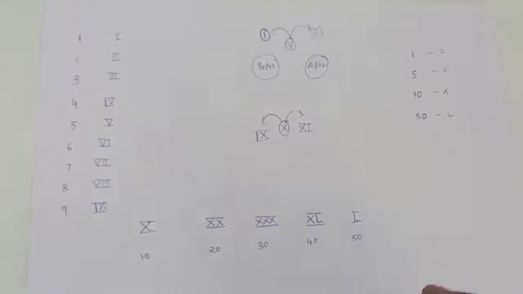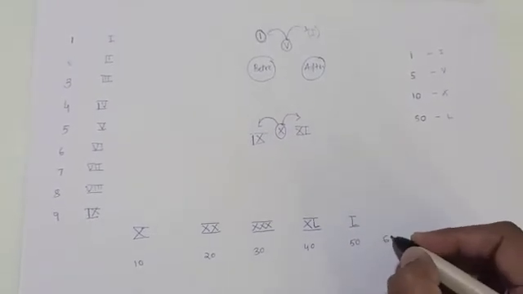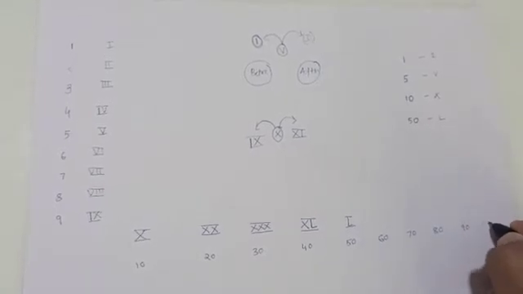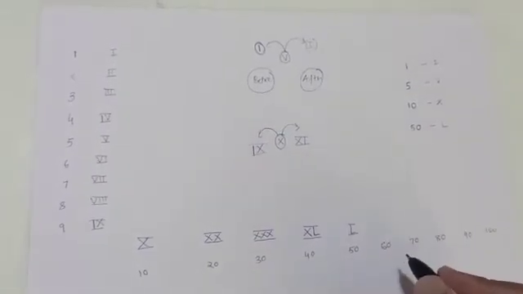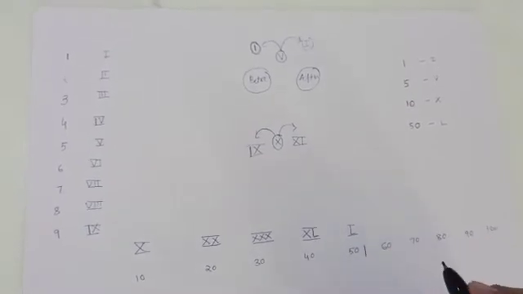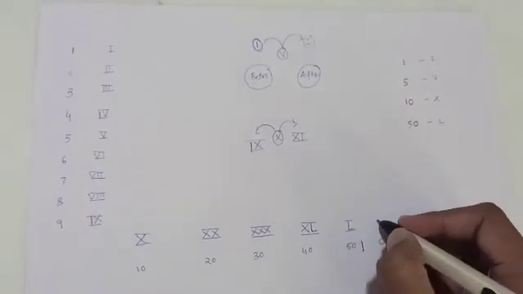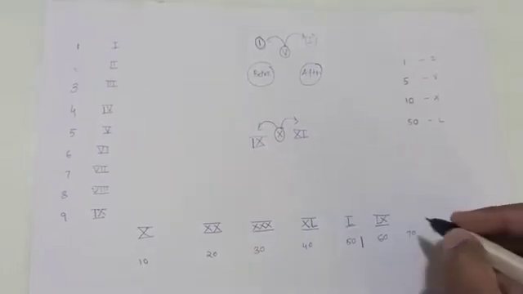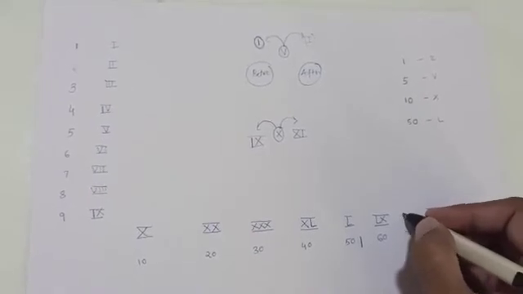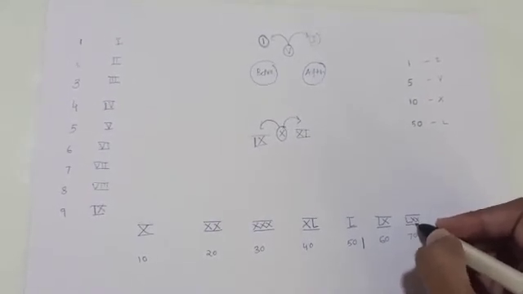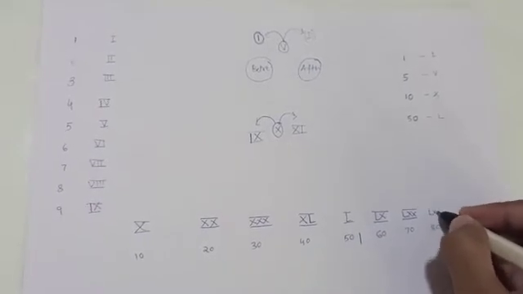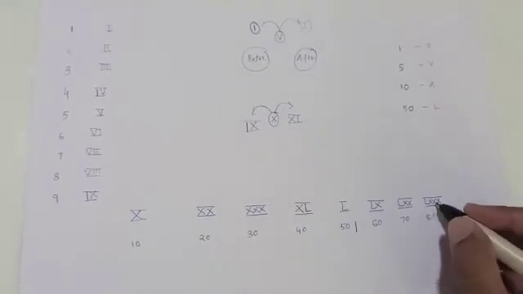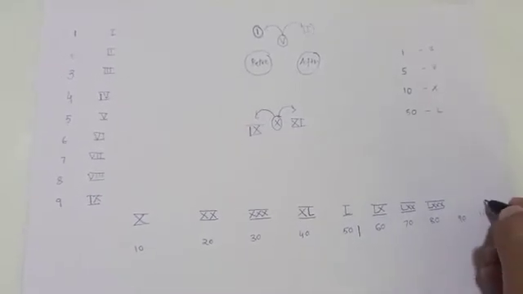Okay, students. So again we can write it down here 60, 70, 80, 90 and 100. So that again you can write it down, but we have to learn up to 50. For your knowledge, we can write L plus 10, X, is LX. L plus double X is 50 plus 20, 70. L plus triple X is 80, 50 plus 30. For 90 we cannot write again X, but for 100 it is a C.